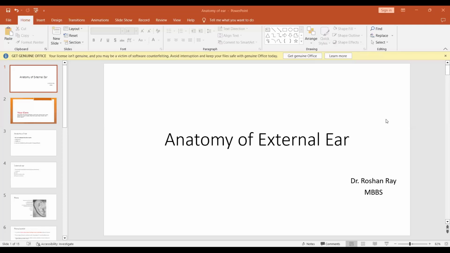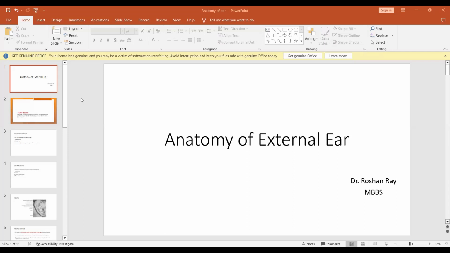Good afternoon, class. Today we are going to discuss the anatomy of the external ear. I have split the lecture on the anatomy of the ear into three parts. Today we will study the anatomy of the external ear. In the next lecture, we will study the anatomy of the middle ear, and at last we will study the anatomy of the internal ear. So let's start with the anatomy of the external ear.